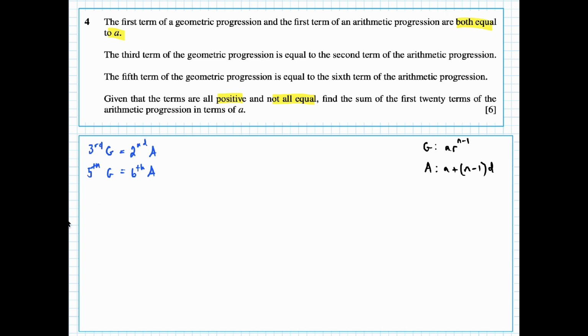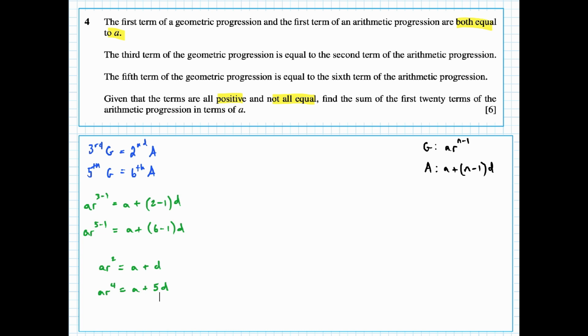So there's our nth term for geometric and arithmetic progression. Using those details and putting them in now, we'll end up with ar squared equals a plus d, and ar to the power of 4 is equal to a plus 5d, once you simplify it out. The problem from that point is that we have too many unknown values. We have a, r and d. You can try and solve it simultaneously. So we're trying to find it in terms of a.